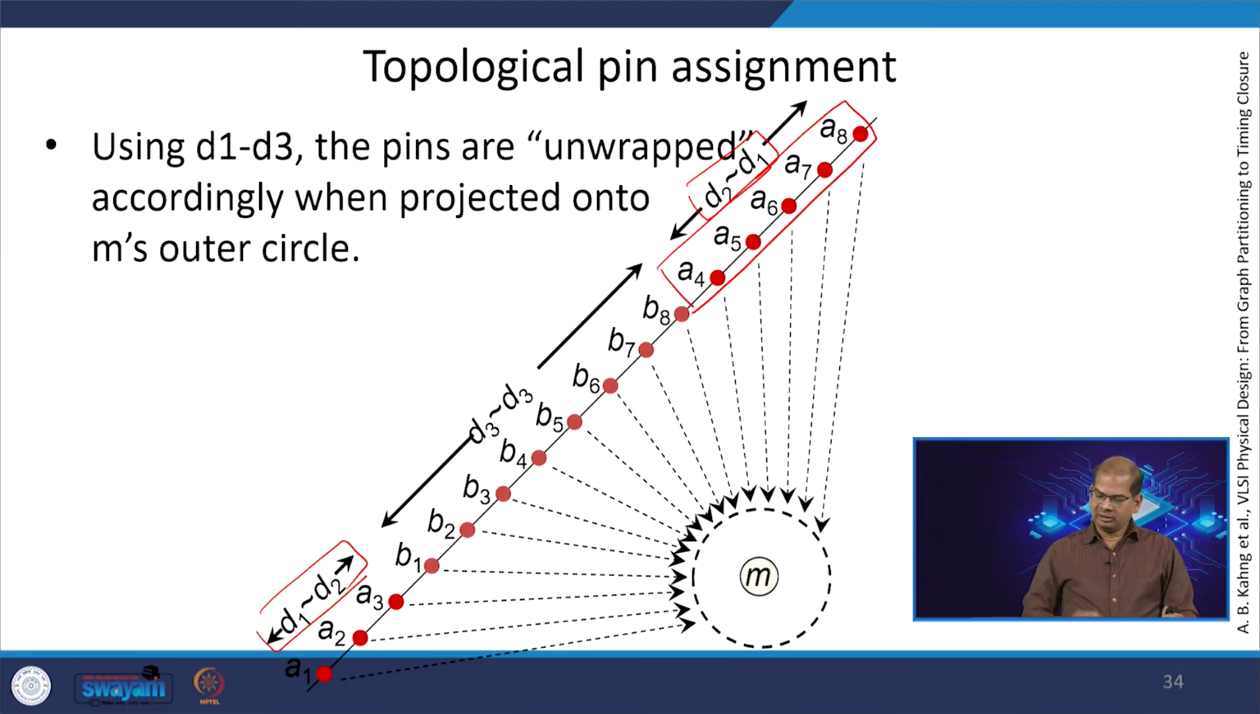So, these are the pins in the projected lines, and D3 to D3 will contain the pins of block B only. Now, we can apply the concentric circle approach to connect these pins to the main component M. The topological pin assignment method is very useful for assigning the pins while we have multiple blocks which need to be connected to the main component.